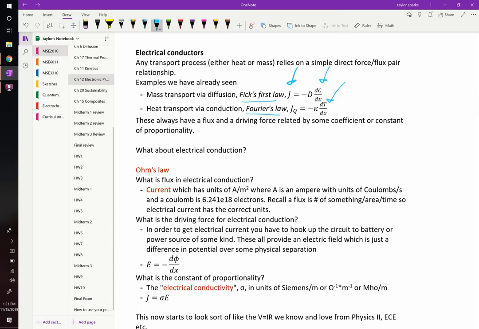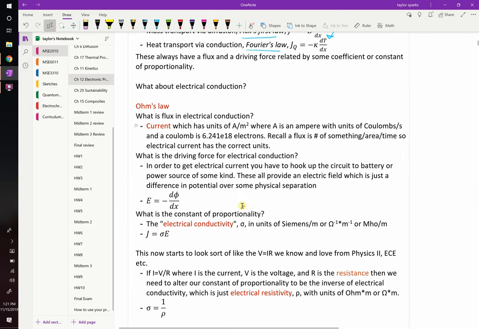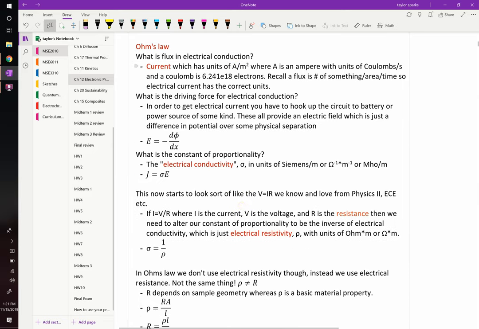The same exact thing exists for electrical transport. This time, what's our driving force? So the current is not current of mass or current of heat. It's going to be current of electrons, of electrical carriers, right? Something that carries charge. So our J, our flux, is the amount of current per area per time. That's the flux. And then the driving force, this time, is not the concentration difference or the temperature difference. It's d phi/dx, where phi is the electric potential.